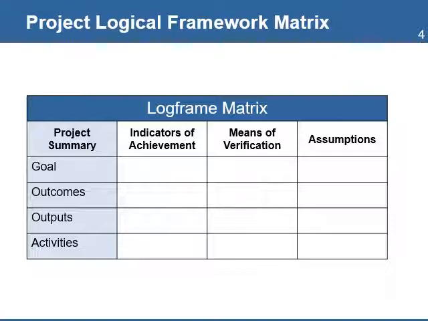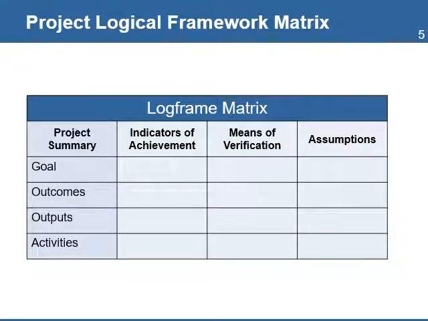The 4 rows are used to describe the 4 different types of events that take place as a project is implemented: the goal of the project, the outcomes or consequences of the project outputs, the outputs or deliverables of the project, and the activities. This is the work required to deliver the goods and services.